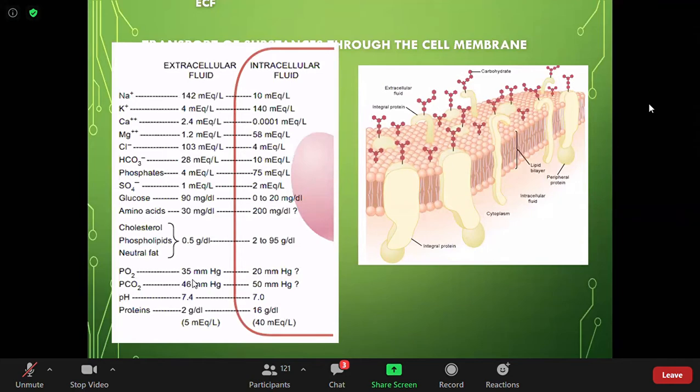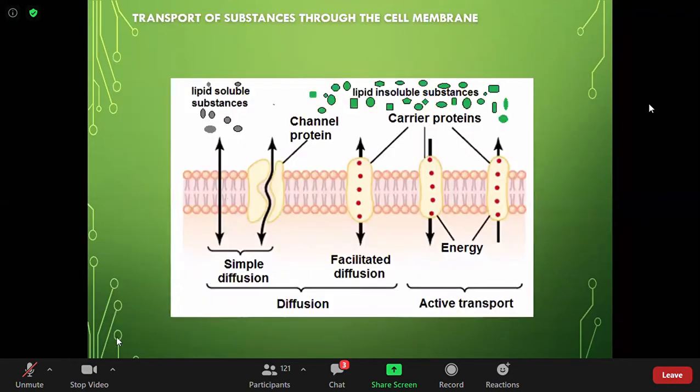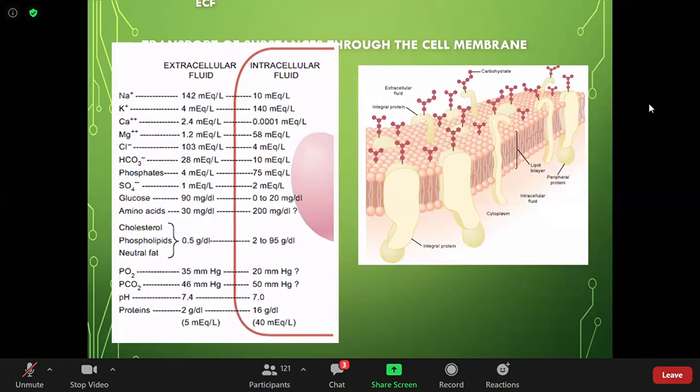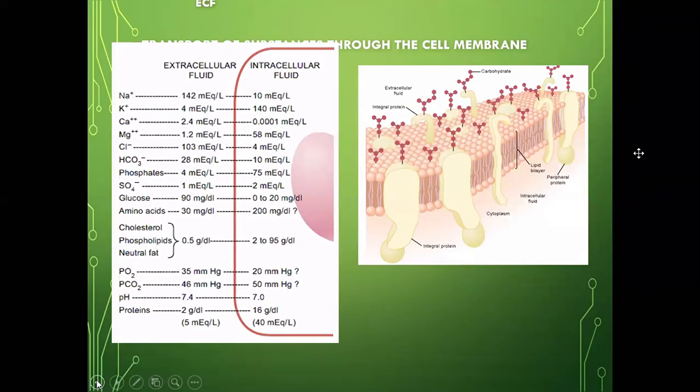And your oxygen, you notice outside in the extracellular fluid, it is only 35 millimeters mercury, but inside the cell, it is 20 millimeters of mercury only. Lower. Okay, why? Because most of the oxygen is already utilized by the intracellular fluid.